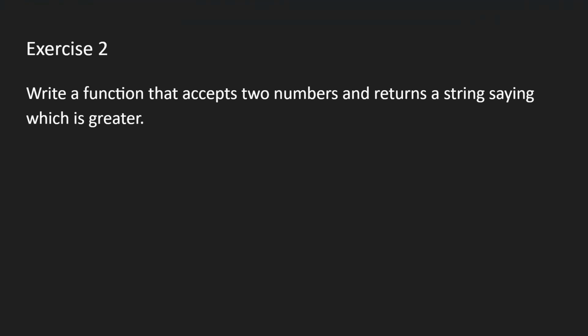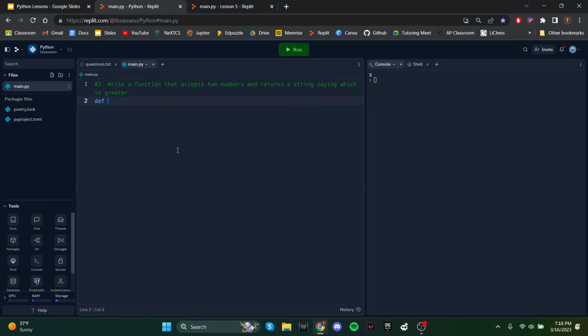Write a function that accepts two numbers and returns a string saying which one is greater. So similarly, we're accepting two numbers, so we'll just say define, and I'll just call it compare, num1 and num2. And we have to use an if statement now to check which one is greater. So if num1 is greater than num2, we'll return, we use an f string, num1 is greater than num2. And then else, and we're assuming that the numbers are different, we'll return num2 is greater than num1.